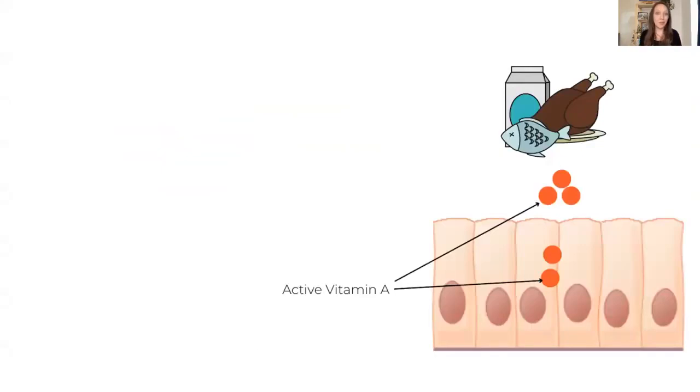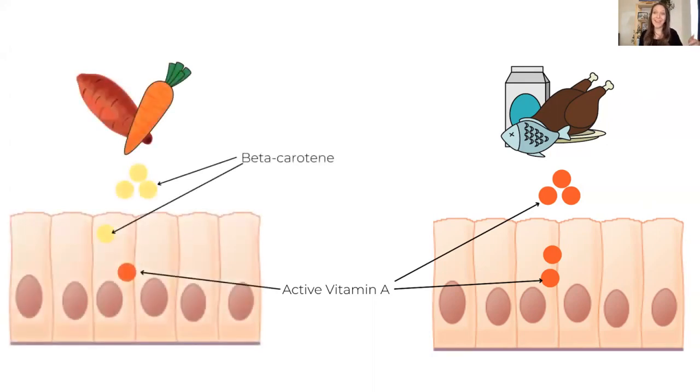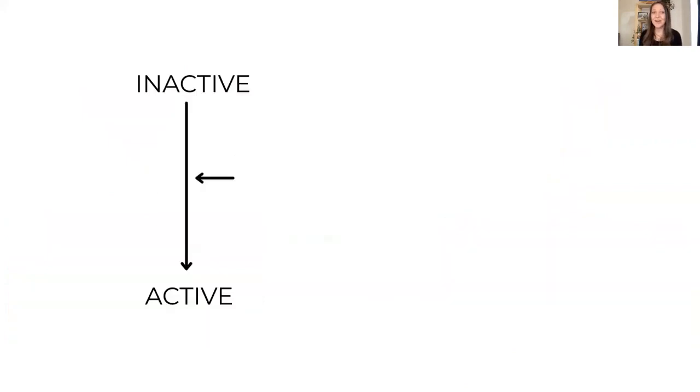So if we eat animal products, these contain the active vitamin A. So that can be absorbed and used right away. No conversion is needed, right? But if we eat vegetables and get the inactive form, that beta carotene, we need to convert that before our body can use any of it. And an enzyme is needed to do that conversion. So we've got the inactive being converted into the active form, and we need an enzyme to do this.